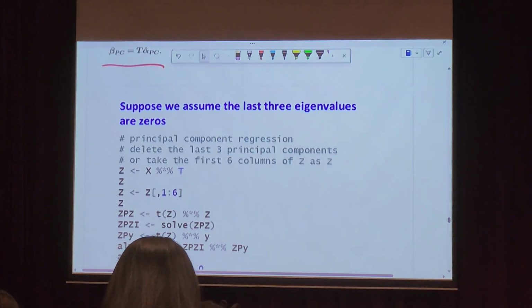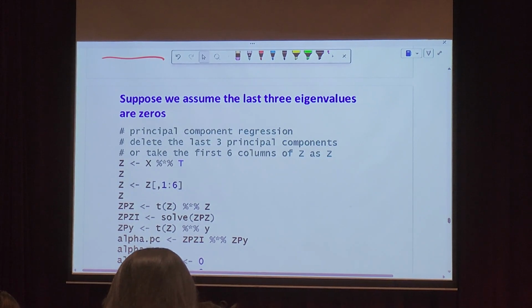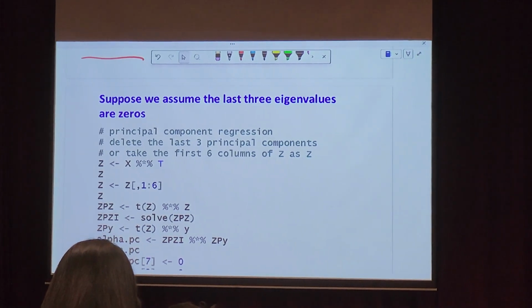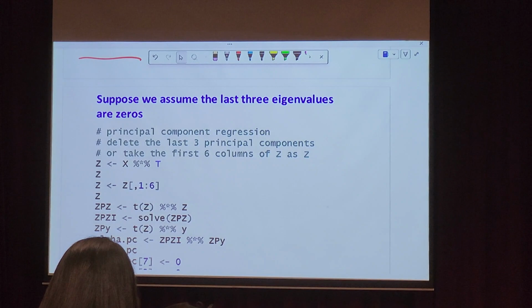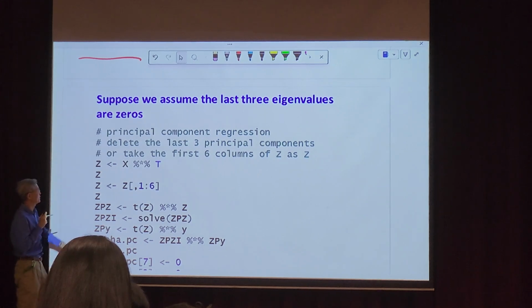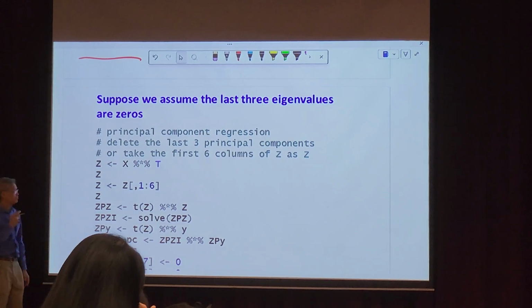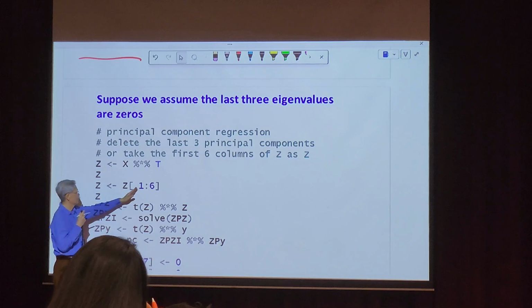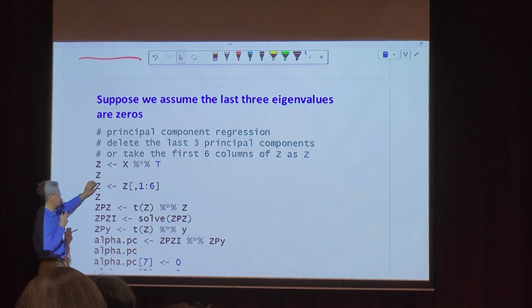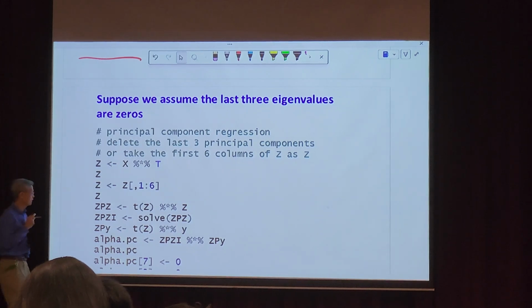So how do we do it in R? I don't know if there is a function in R that just does the principal component for you, but I prefer to do it from first principles so that you can see it. So here, I'm going to drop the last 3. I will just keep 1 to 6 and call that my Z matrix. Okay? So I have dropped the last 3.